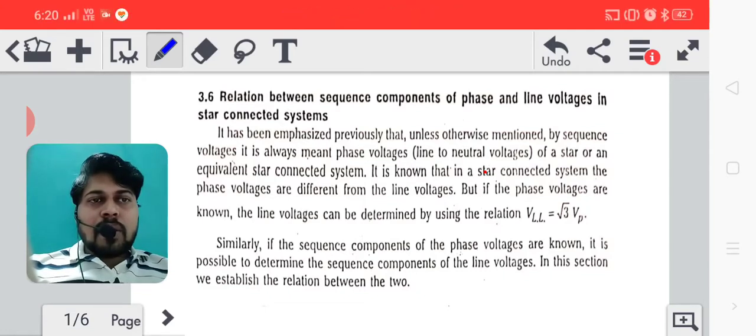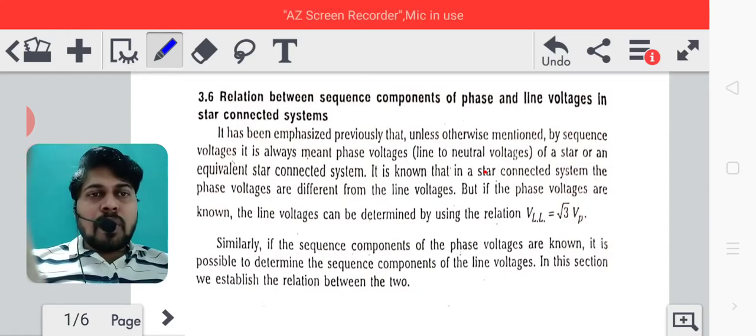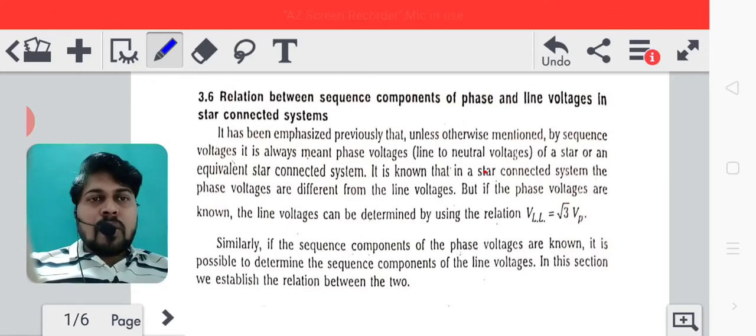Similarly, if the sequence components of the phase voltages are known, it is possible to determine the sequence components of the line voltages. So in this session we will be finding the relation between the line sequence voltages and the phase sequence voltages.